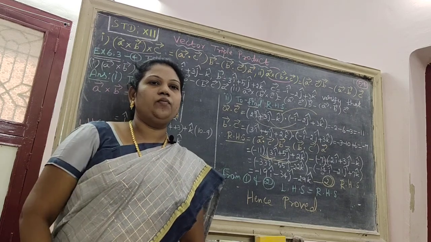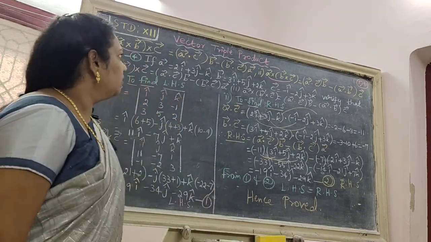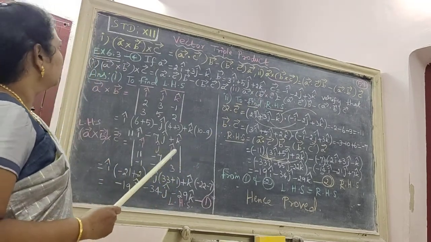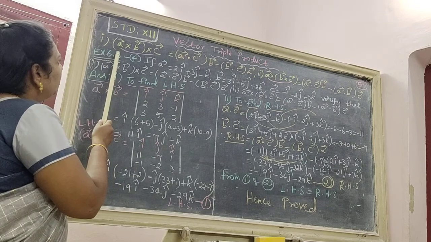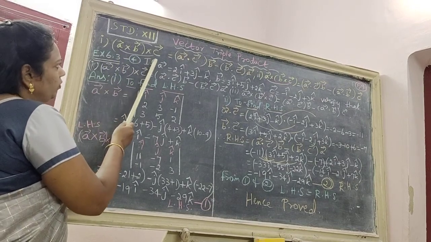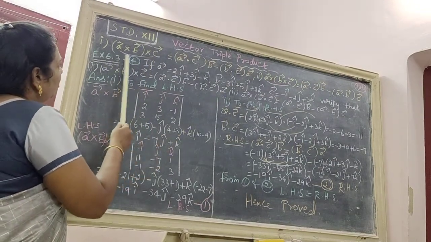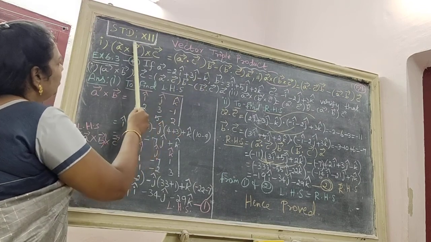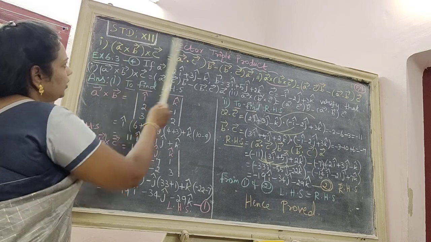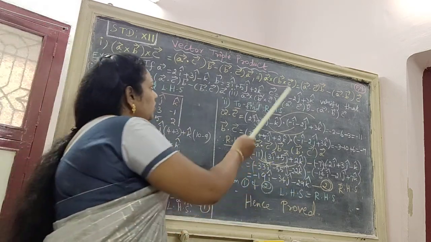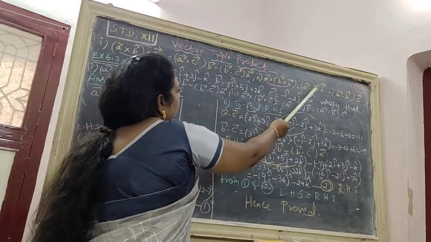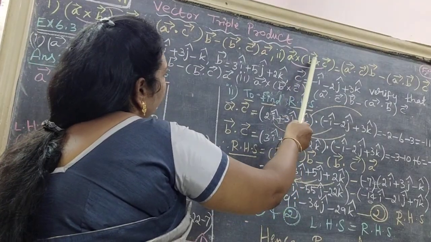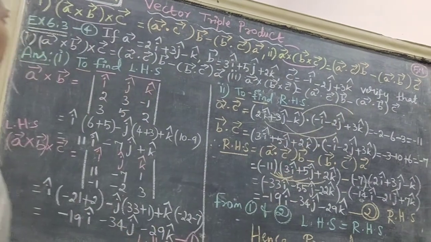Hi students, today we are going to see vector triple product. That is very easy, one formula, that is a 5 mark question. First one is A vector cross (B vector cross C vector) equals (A dot C vector) into B vector minus (B dot C vector) into A vector. Second one is (A vector dot C vector) into B vector. Next one is (A dot B vector) into C vector.